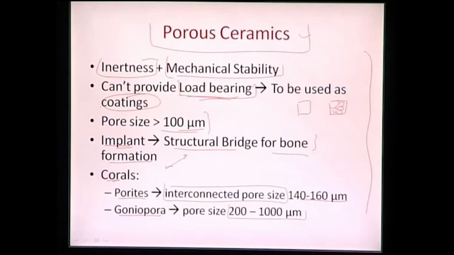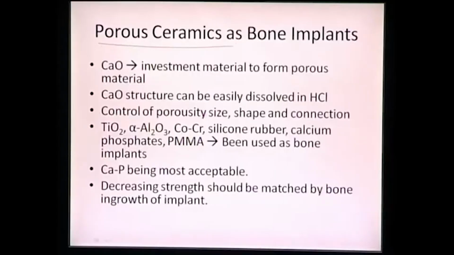For the coating, the pore size has to be approximately greater than 100 microns, so that cells can grow, extend, and get mechanically interlocked, and that can provide a structural bridge for the bone formation, because bone has to start growing and get interconnected. That can be attained either by creating certain porosity in the material, or we can utilize certain corals which are calcium carbonate and already have interconnected porosity, and convert that calcium carbonate via some hydration technique to hydroxyapatite to be utilized as porous material. And porous ceramics are highly potent bone implants.